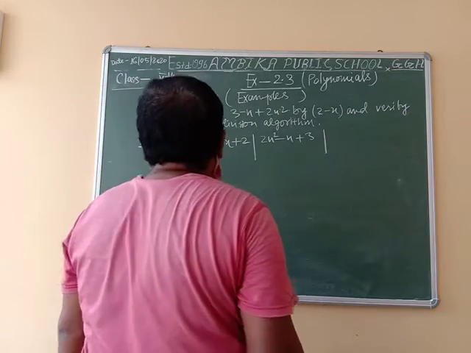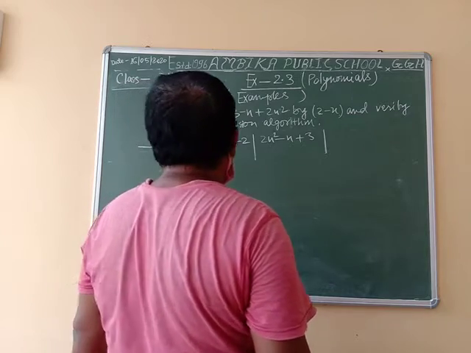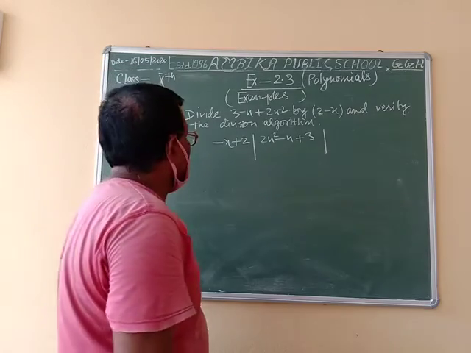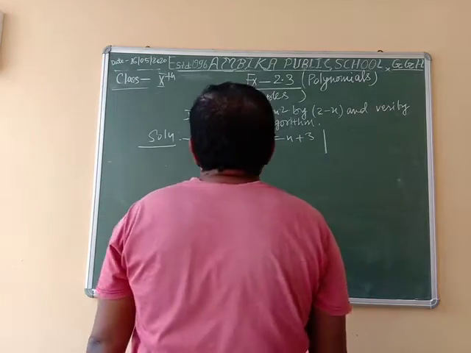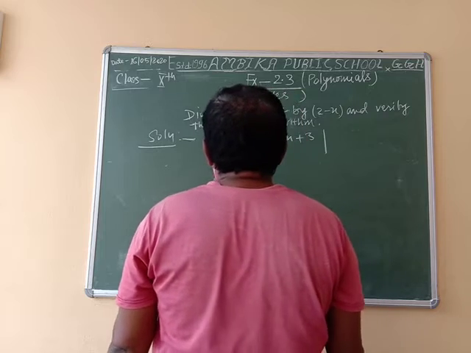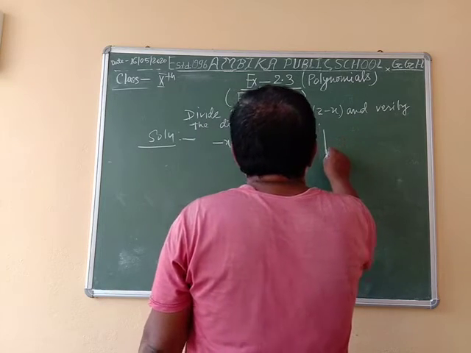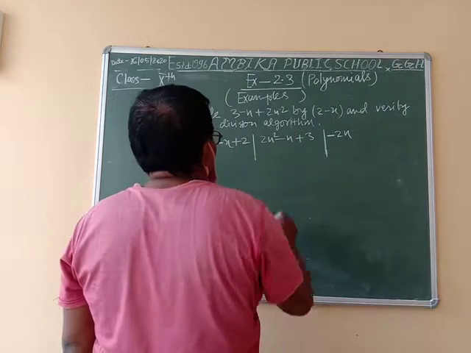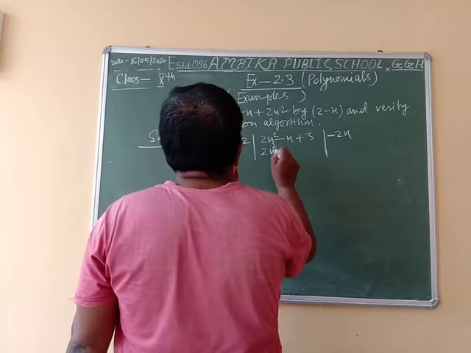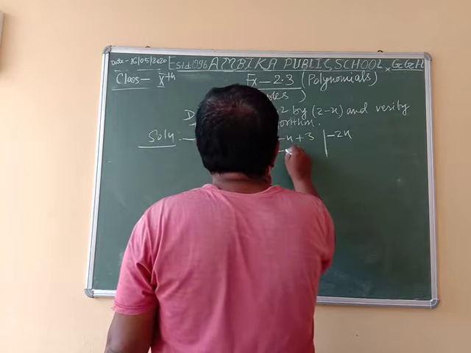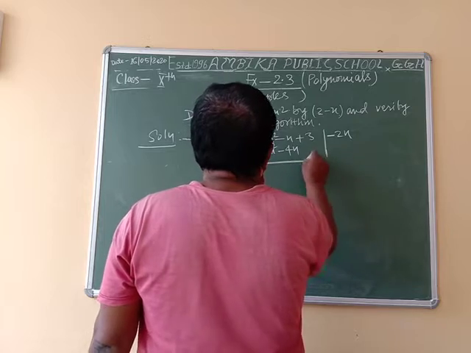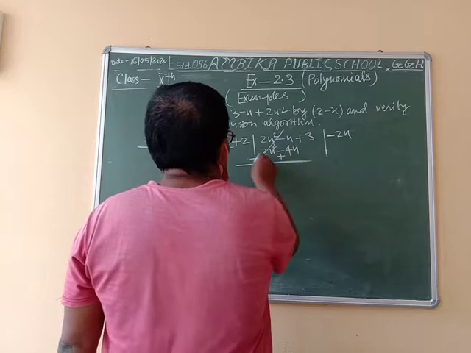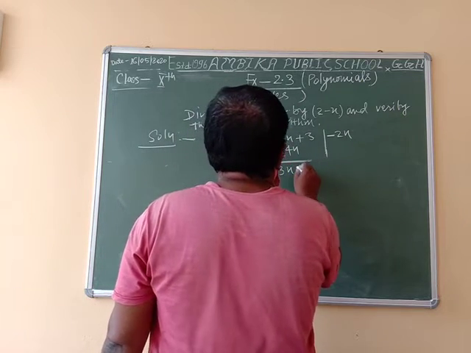Here, if we multiply minus x by minus 2x, then we get plus 2x squared. So we divide 2x squared minus x, we write minus 2x in the quotient, 2x squared minus 4x. On subtracting, we get 3x plus 3.